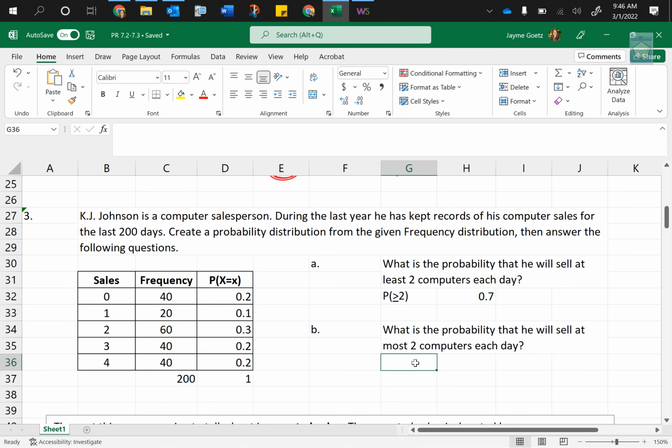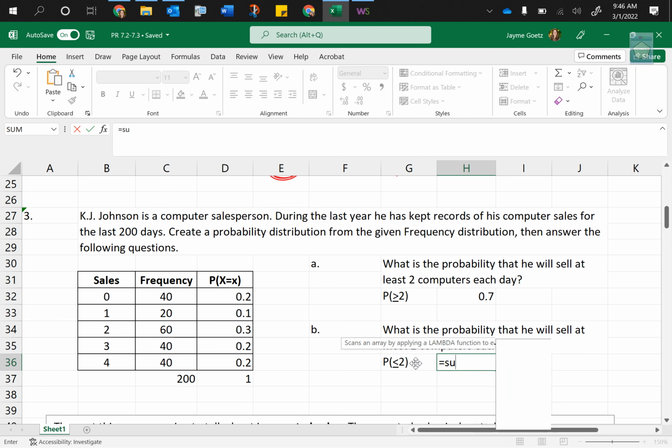Now for part B, what's the probability that he will sell at most 2 computers each day? What does at most 2 computers each day mean? 0, 1, and 2, or not? Yeah, that would count. So that's going to be the probability that X is less than or equal to 2. So that's going to be the sum of 0, 1, and 2's probabilities.